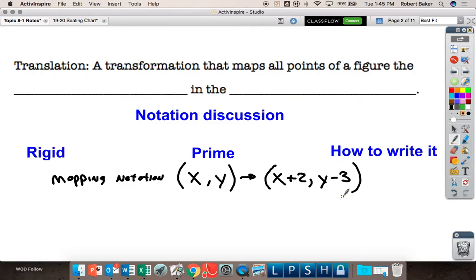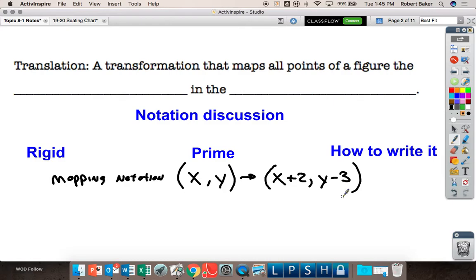So the numbers can be anything. So this is a general rule. No matter what point I put down, I know it will start here and it should go right 2 and down 3. That's what mapping notation means. No matter what figure you draw, your pre-image should move right 2 and down 3 to create your image. That is a very textbook way of doing it.